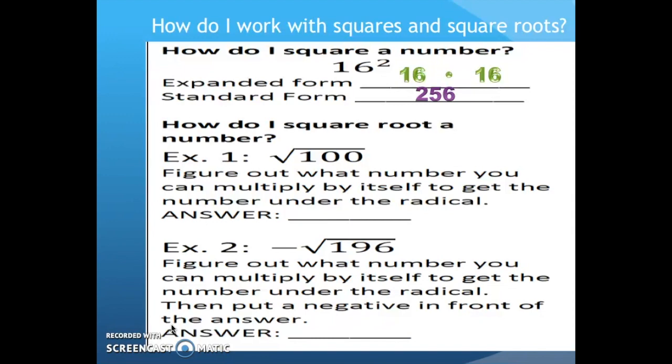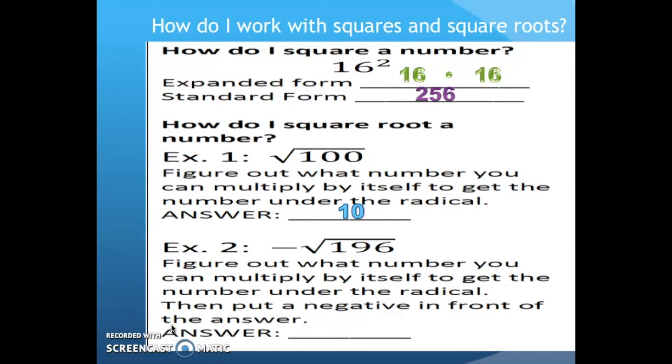How do I take the square root of a number? For example, you have the square root of 100. You have to figure out what number you can multiply by itself to get the number under the radical. What number times itself would give me 100? If you say 10, you're correct. Let's look at example number 2. Now notice the difference. Example 1 was our principal square root, and in example 2, now we have a negative in front of our radical.